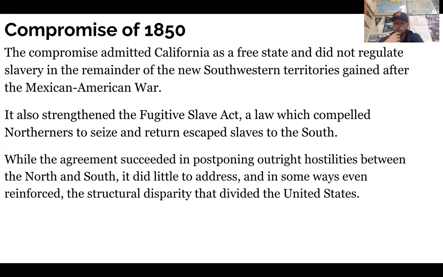It compelled a lot of Northerners to seize and return escaped slaves to the South. And while the agreement succeeded in holding back the hostilities between the North and the South, it did little to address and in some ways even reinforced the structural divide in the United States. Again, just the huge cultural difference between the North and the South.